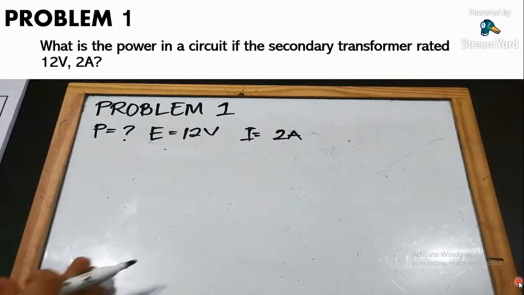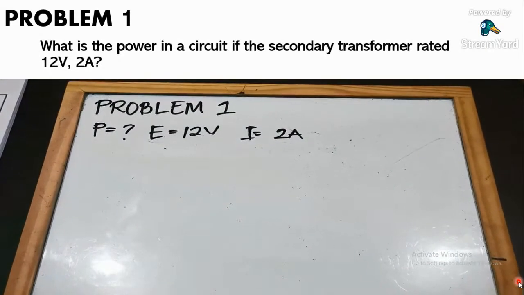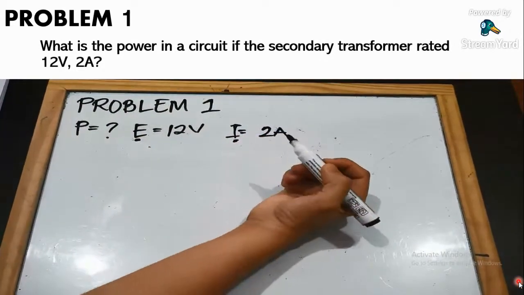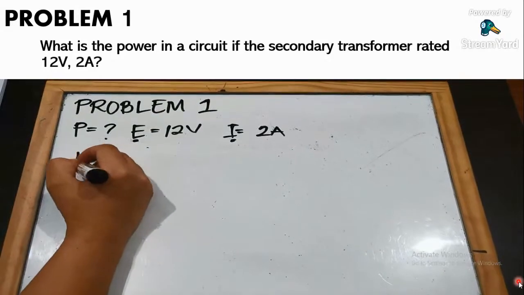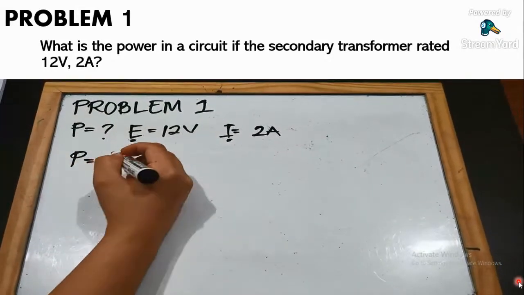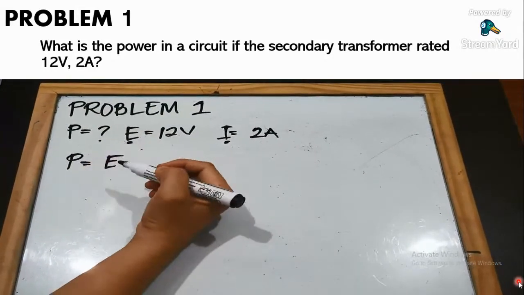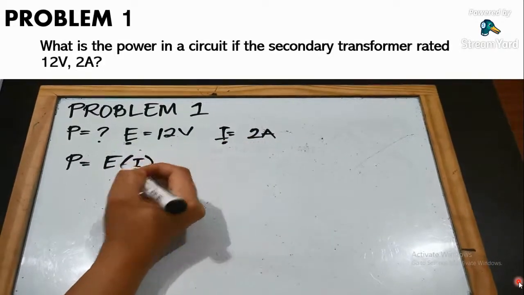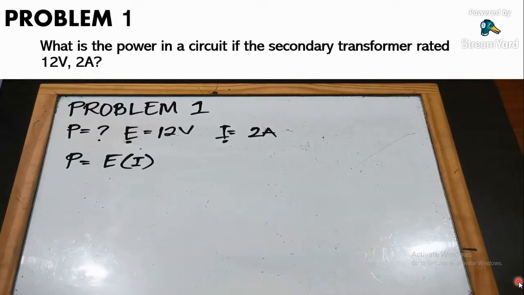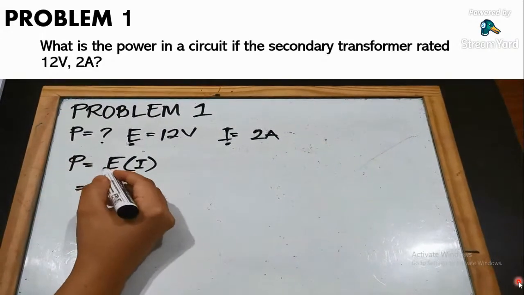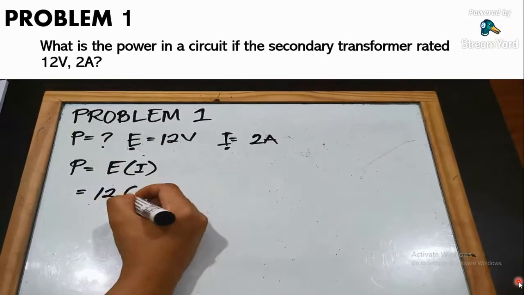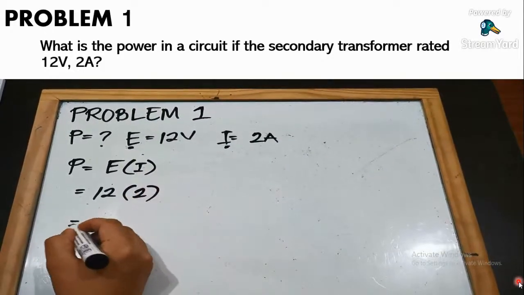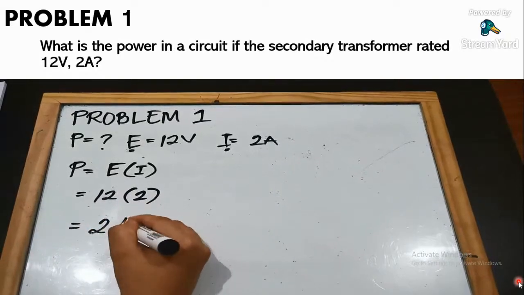So, kunin yung given. Ano naman yung formula natin? The formula for the power, ang given natin is voltage at current. So, ang gagamitin natin is power is equal to voltage or electromagnetic force multiplied by the current. Ayan yung ating formula. So, substitute na natin. E is equal to 12 times or multiplied by 2. So, that is 12 times 2, of course, that is 24.